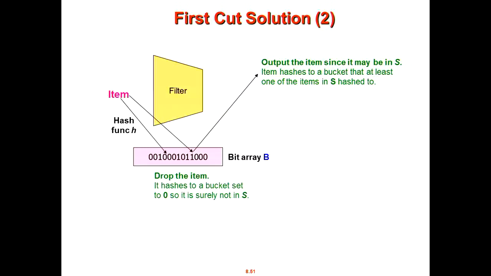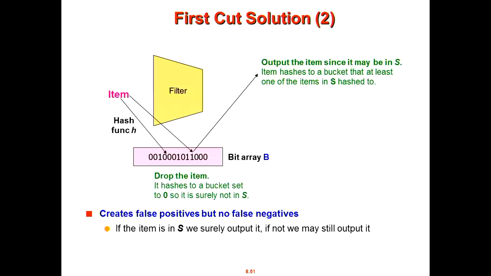And actually this process creates false positives. False positive means that this element actually is not in S, but you report it as in S. But it never creates false negatives. False negative means that this element is in S, but you report it as not in S.